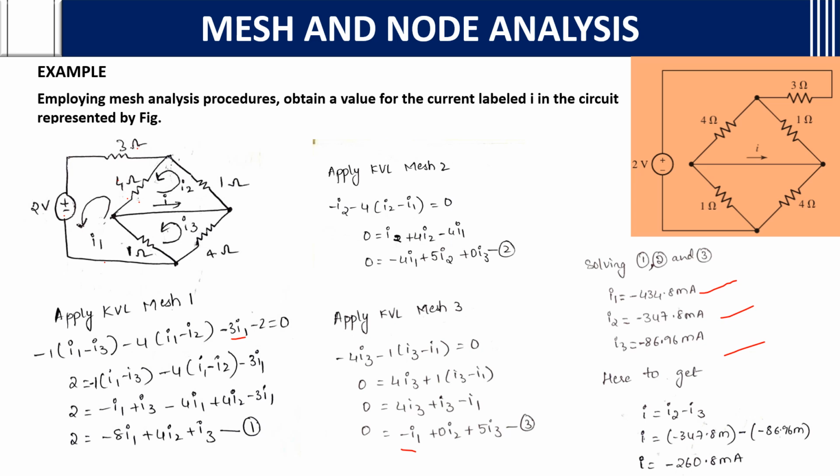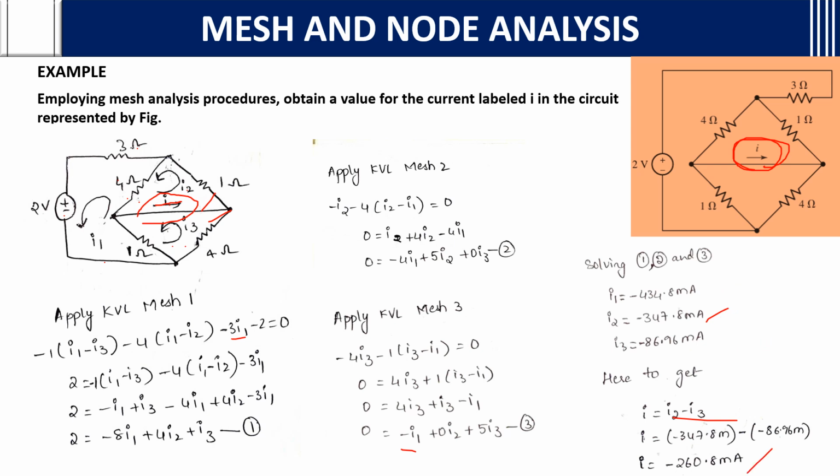After that we wanted the value of I. How to get the value of I? If you see, the value of I is between I2 and I3. So the current is going like this. This current is also going like this only. So I will be what? I2 minus I3. I3 is moving in the opposite way to I2. So I2 minus I3, that is minus 347.8 milli minus of minus 86.96. If you do, you get the I value.